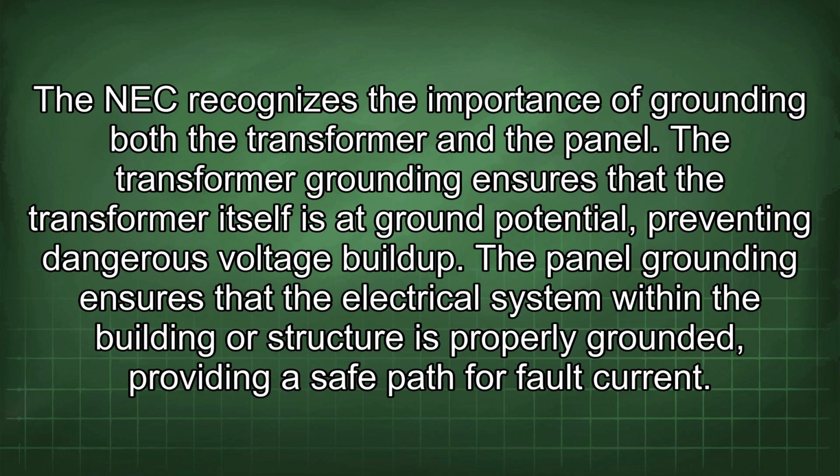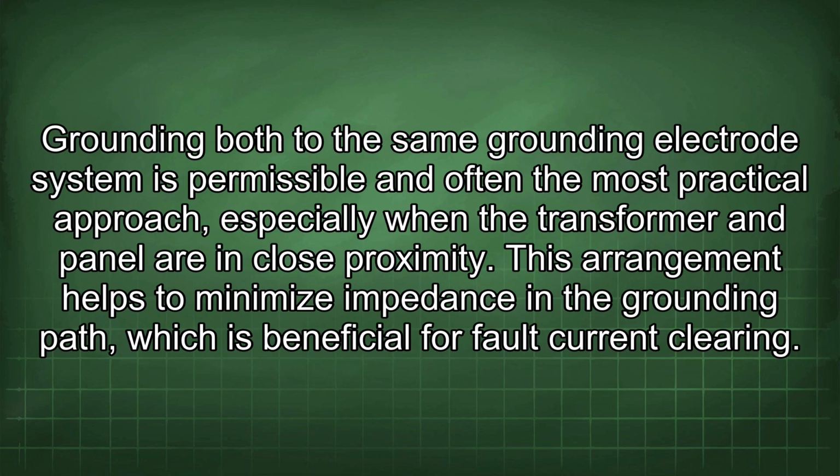The panel grounding ensures that the electrical system within the building or structure is properly grounded, providing a safe path for fault current. Grounding both to the same grounding electrode system is permissible and often the most practical approach, especially when the transformer and panel are in close proximity. This arrangement helps to minimize impedance in the grounding path, which is beneficial for fault current clearing.